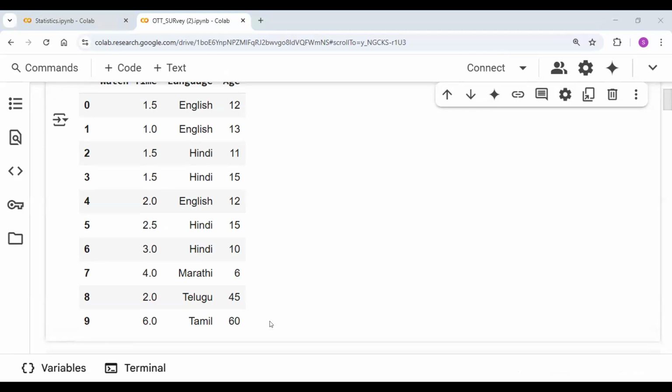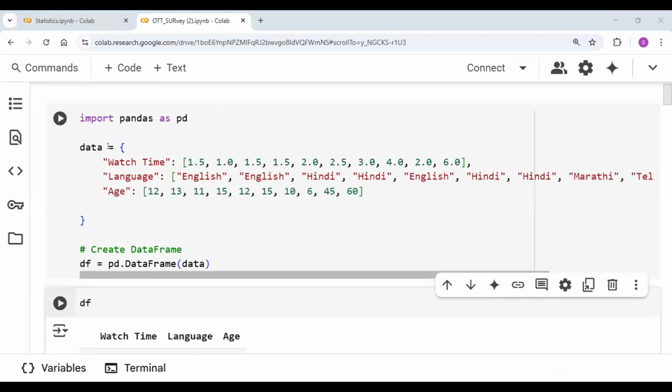I'm sorry, I can't see the headings. I've shared the data here.